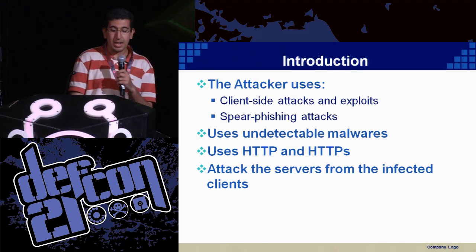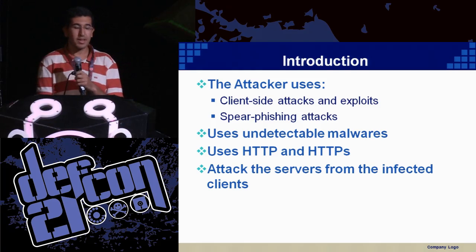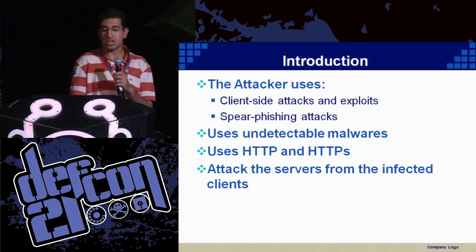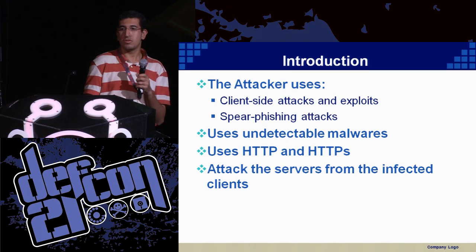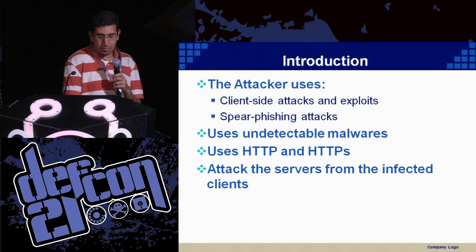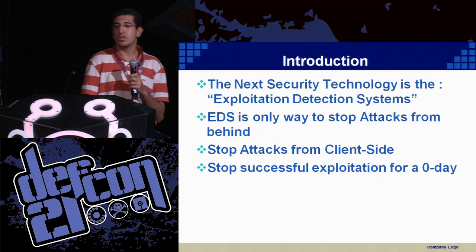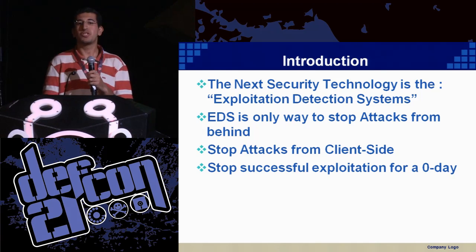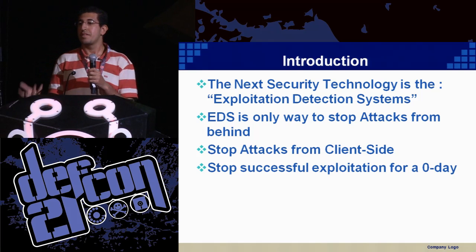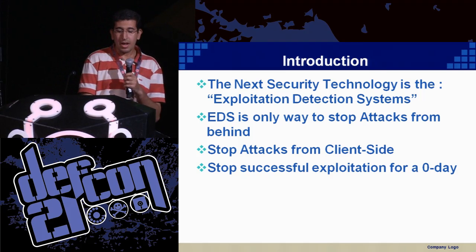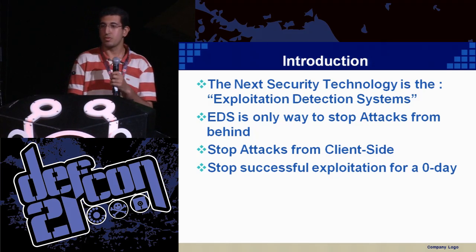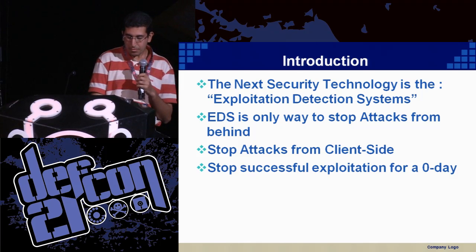They can bypass everything. They use some undetectable malware, infecting the clients using HTTP connection, HTTPS. So they are bypassing everything. They are bypassing also the antiviruses. And all of the security tools right now become useless. So what's the solution? What is the new technology? What's the new era? That's what we are talking about today. The next security technology, from my point of view, is the exploitation detection system. We now need to secure the client like we are securing the server. We need to secure from the client side attacks and the exploits. We need to stop the successful exploitation, stop the use of 0 days, and make it harder.